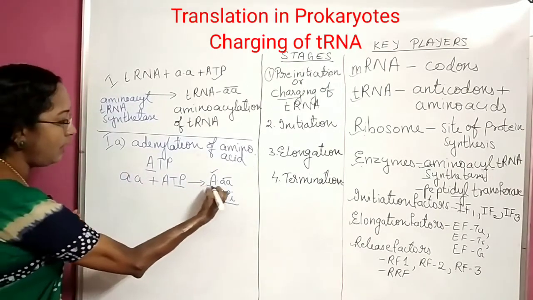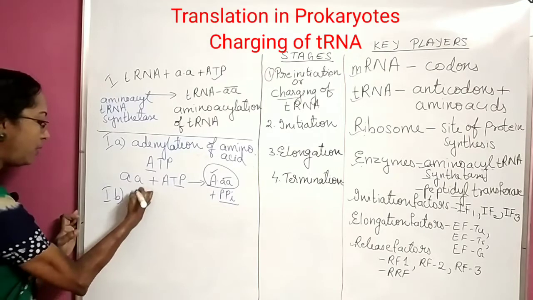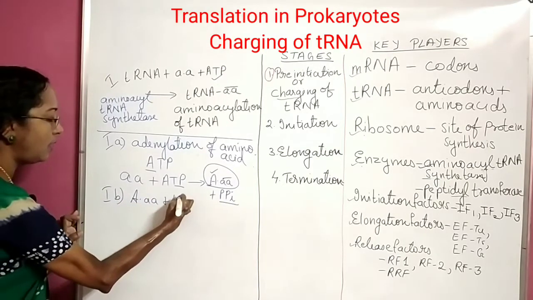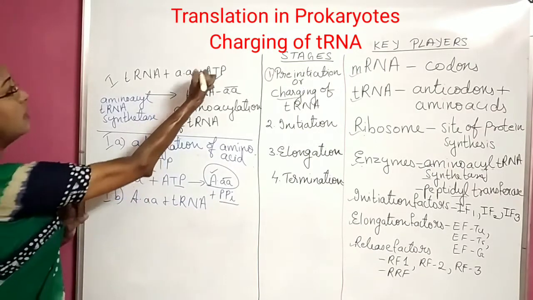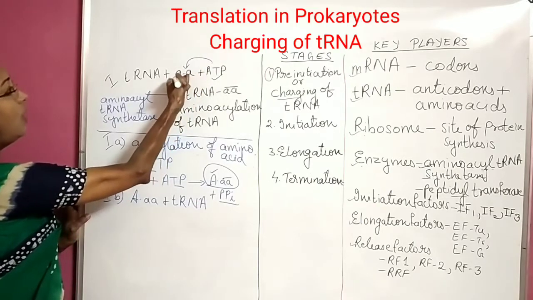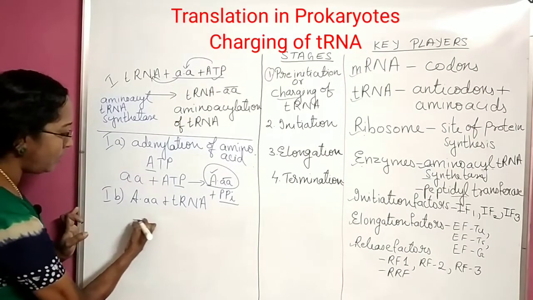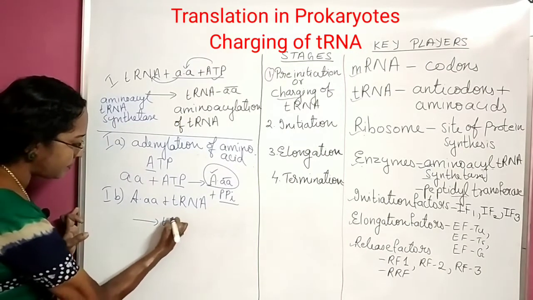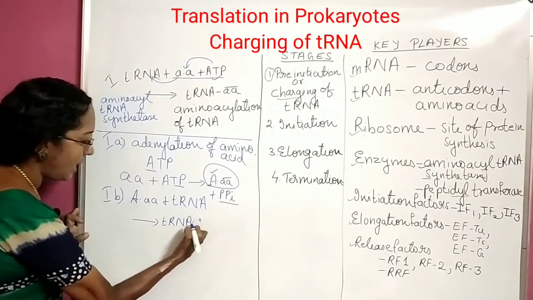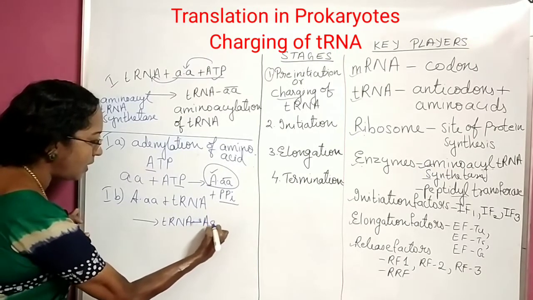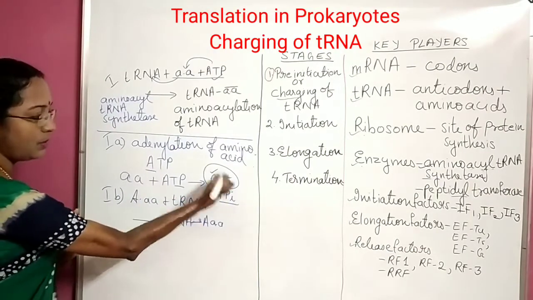Now this adenylated amino acid, having that adenyl group, will now join to the tRNA. So first amino acid got attached to this one. Now the whole thing is getting attached to tRNA. Okay. So what will you get now? You will get a tRNA which is having, tRNA is attached to adenylated amino acid.